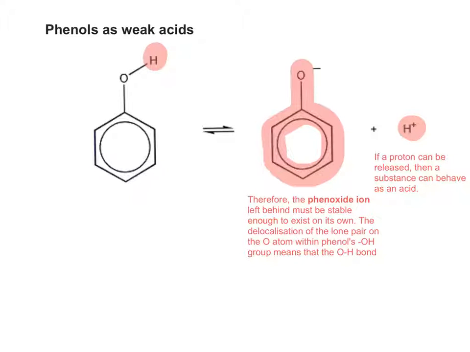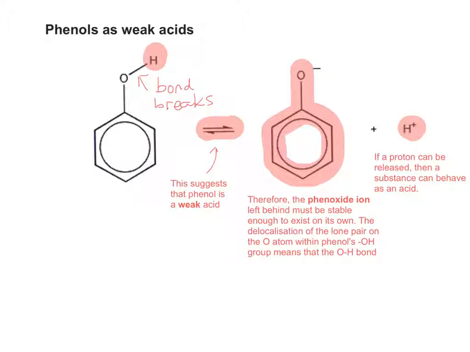So let's put a little bit of flesh onto that. The phenoxide ion that is left behind needs to be stable enough to exist on its own for a short amount of time, or at least in solution. So the delocalization of the lone pair on the oxygen atom within phenol's OH group means that the OH bond breaks easily. However, at the same time, I'm sure you've noticed that there's a reversible sign. This means that although this process can happen, for every mole of phenol that you've got, not all of it will actually end up dissociating into phenoxide and H+. So there we consider phenol to be a weak acid as opposed to a strong acid.